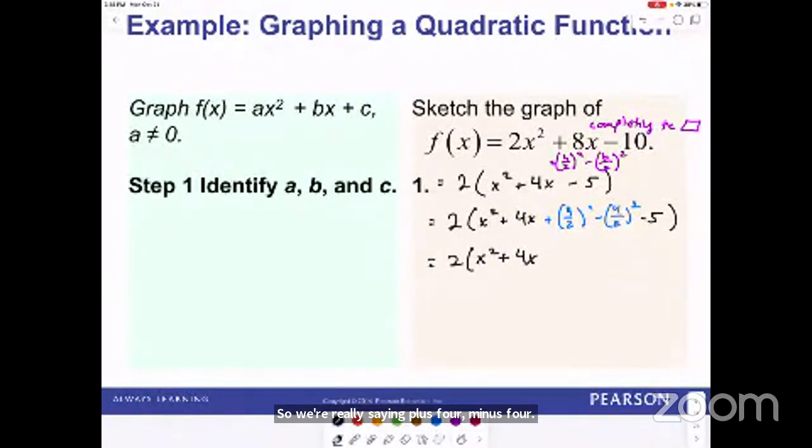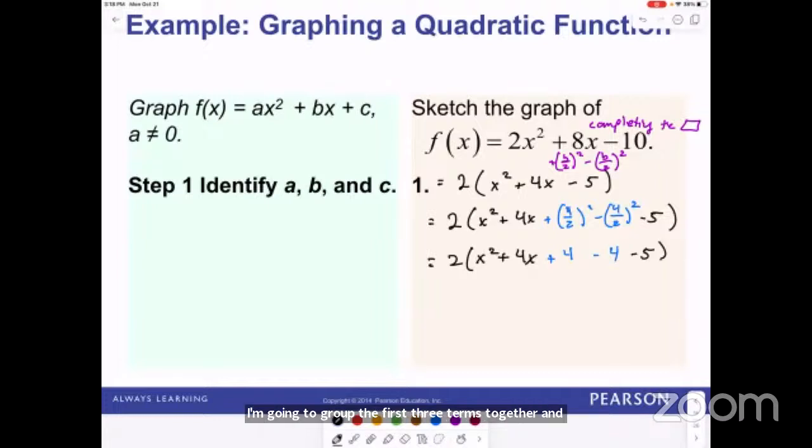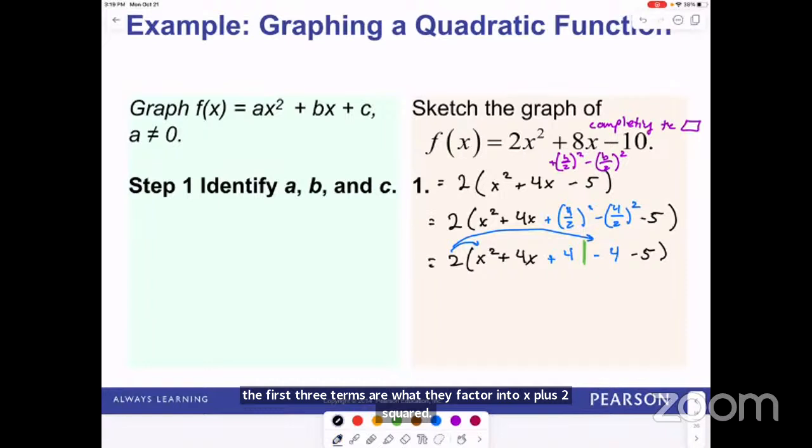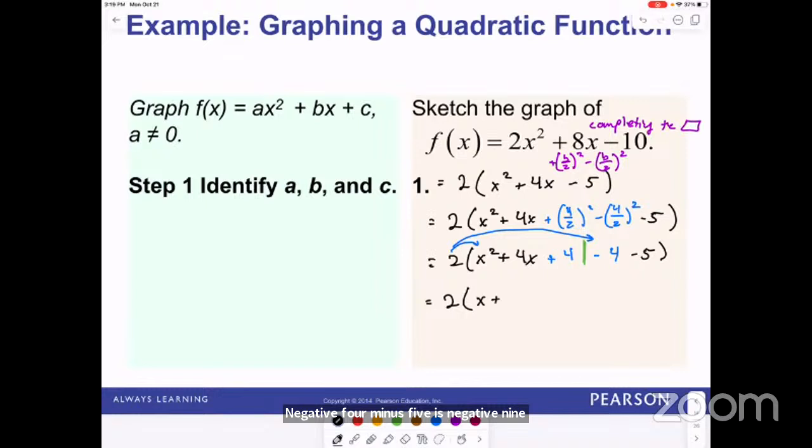Now we have 4 or more terms. I'm going to use a technique called factor by grouping. I'm going to group the first 3 terms together and factor them, and then group the last terms, right? Be aware that we're essentially distributing this 2 across. So the first 3 terms factor into x plus 2 squared. Negative 4 minus 5 is negative 9, times 2 is negative 18. So through completing the square, we were able to generate the standard form of the quadratic.